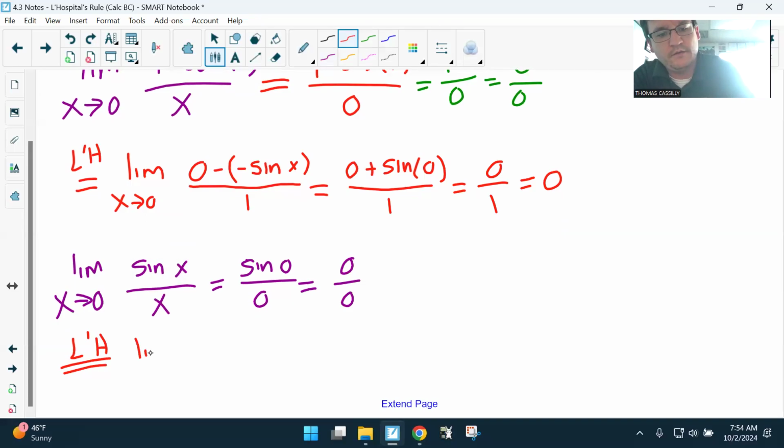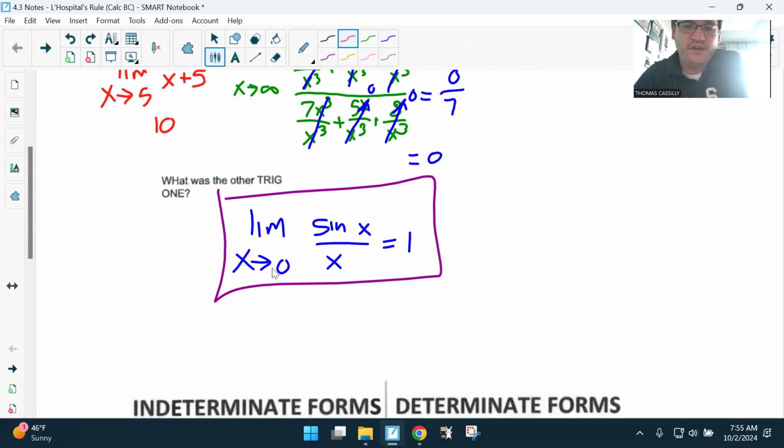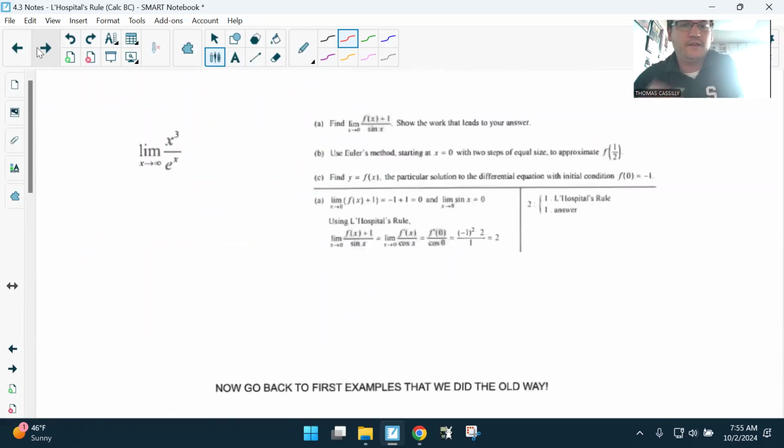So we're going to say the limit as x approaches 0, derivative of sine is cosine, so the cosine of x over the derivative of x, which is 1. And then we evaluate this at 0. The cosine of 0 over 1 gives us 1 over 1, which is in fact 1, which again agrees with our claim from day 1. All right, so there you go. We have proved these two identities using L'Hopital's rule.